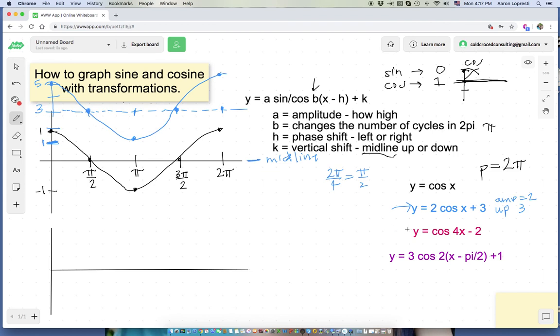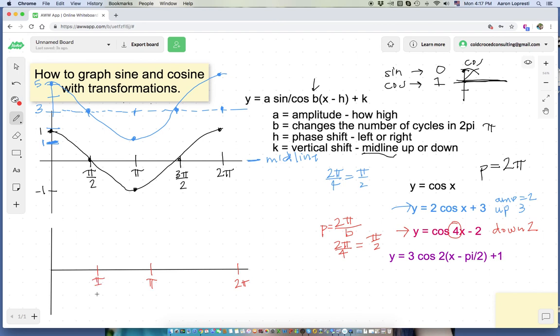To the red. So this one, we have the midline is down 2, but now we have this B. So what we do with that is we say, well, the period is 2 pi divided by B. So we're going to take that 2 pi divided by 4. So our period is pi over 2. That means we have to get this whole graph smooshed together to fit into pi over 2. All right, so I'm going to try to keep my landmarks the same so we can see the difference in them.